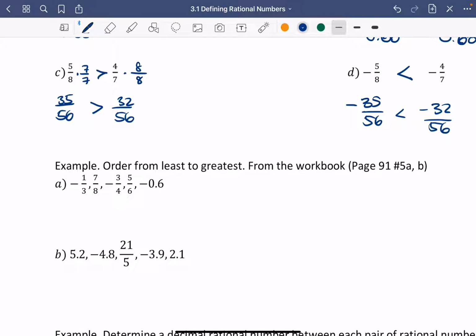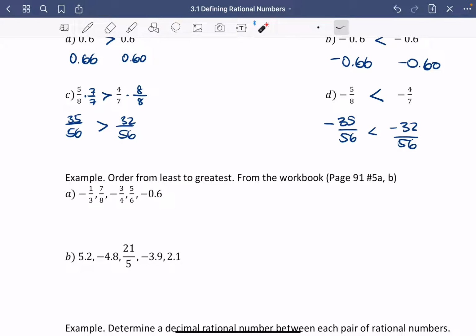Okay, this next example is order from least to greatest. So to order from least to greatest, there are two things you can do. You can either change them all to fractions, or you can change them all to decimals. So for example, the first one, because the first four are fractions and there's only one decimal, I'm going to change everything to a fraction.